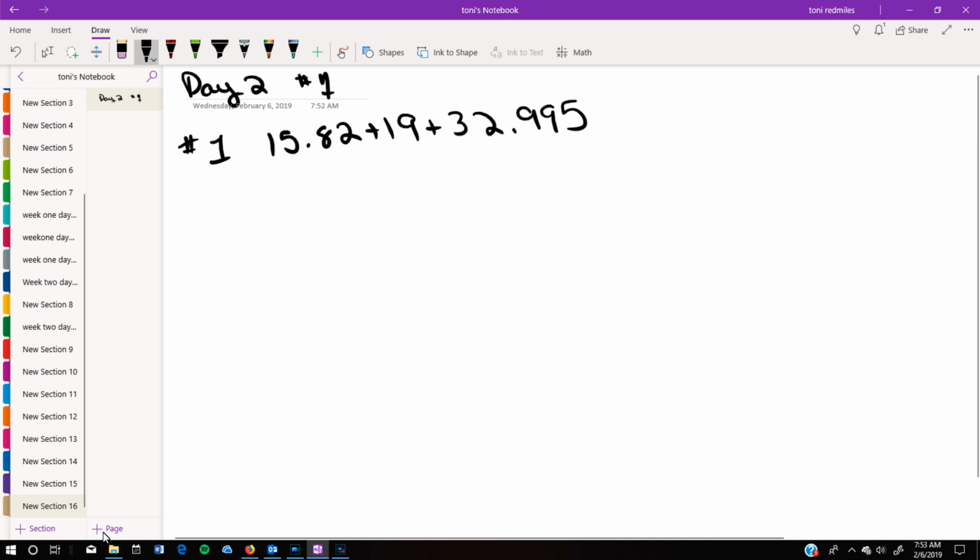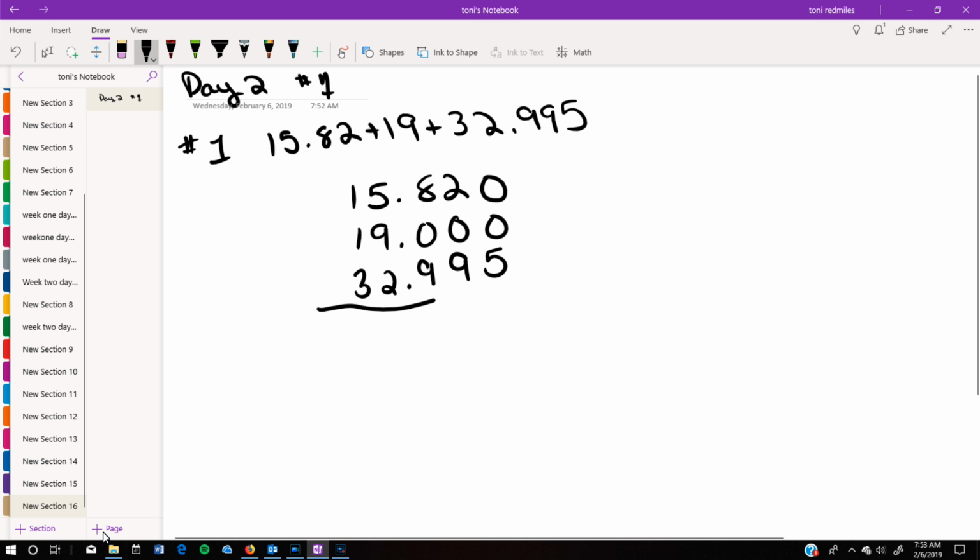Since it's all addition, I'm going to go ahead and write all vertically. I just got to fill in where I have my missing decimal places with zeros. And I'm just going to add straight down. Okay, so 0, 0, and 5 is a 5. 9, 0, and 2 is going to give me an 11. 1, 8, and 9 is going to give me 18. Put my decimal point in.